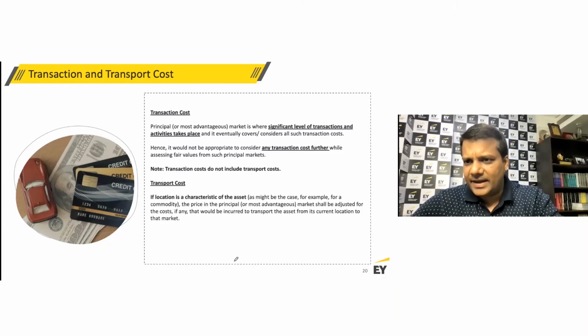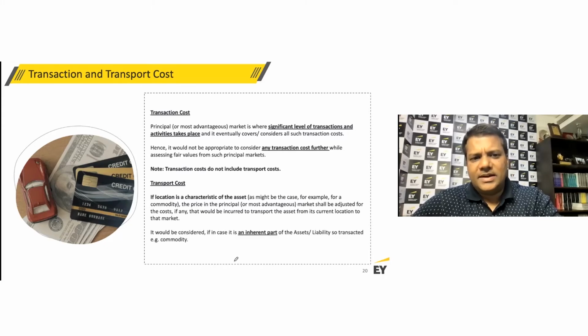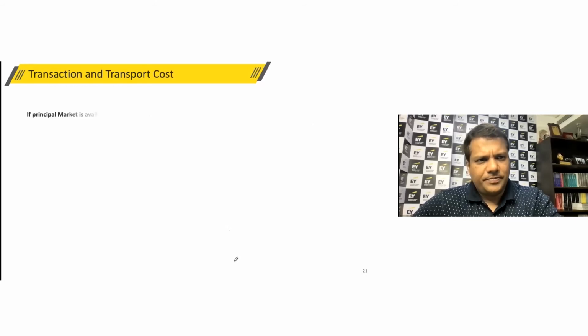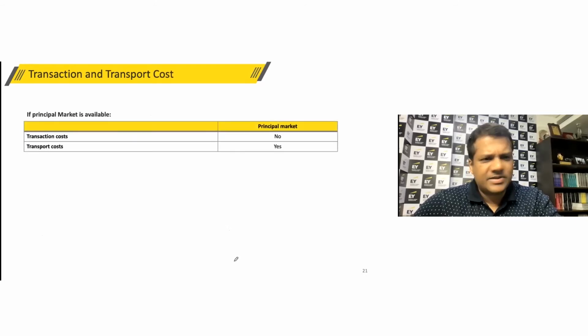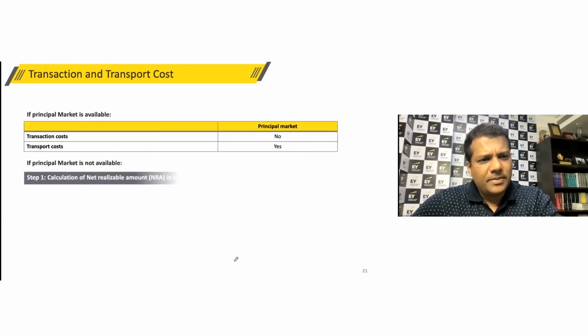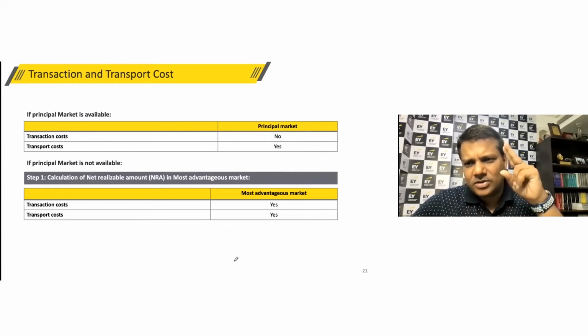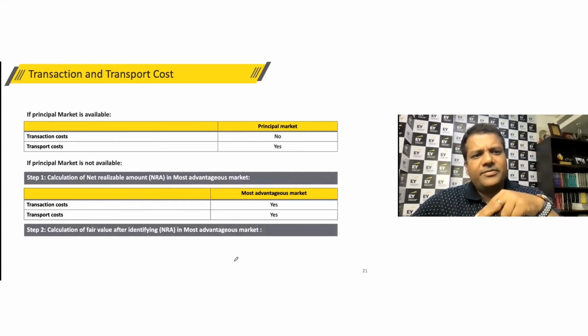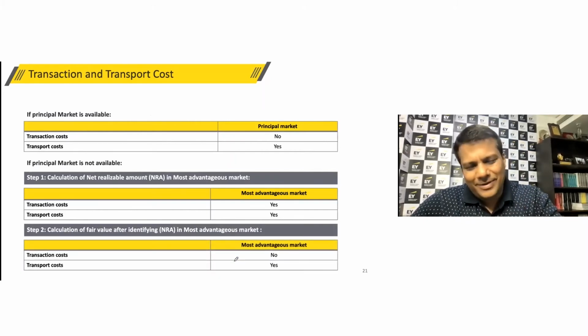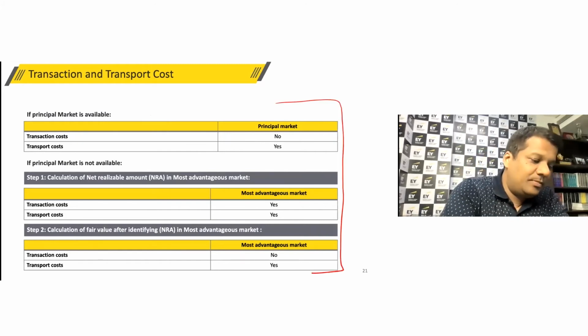Now, transport cost: if location is a characteristic of the asset, as might be the case, for example, for a commodity, the price in the principal or most advantageous market shall be adjusted for the cost, if any, that would be incurred to transport the asset from its current location to that market. It would be considered if it is an inherent part of the asset or liability so transacted, for example, a commodity. So if the principal market is available, transaction cost no, transportation cost yes. If the principal market is not available, then when I calculate net realizable value, I will consider the transaction cost and the transportation cost. For calculating the fair value, I will not consider the transaction cost. I will only consider the transport cost. This is a very, very important principle.